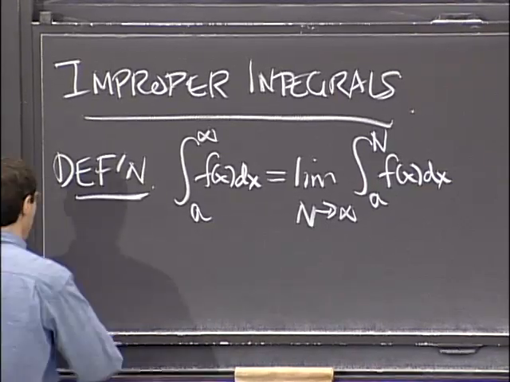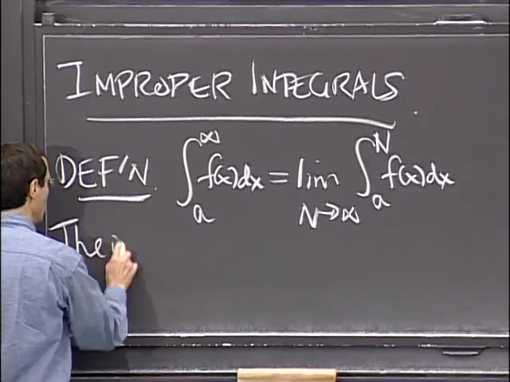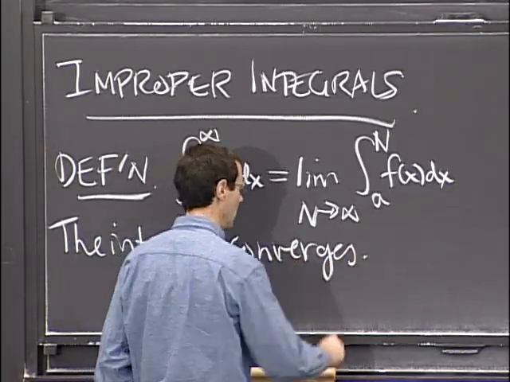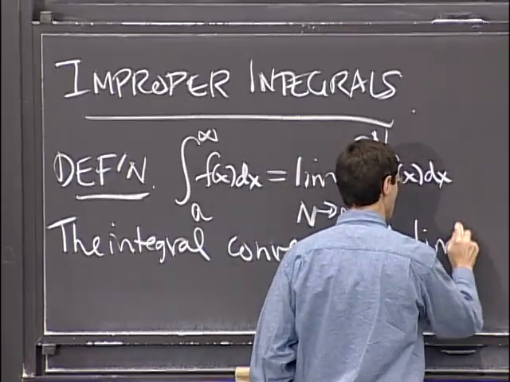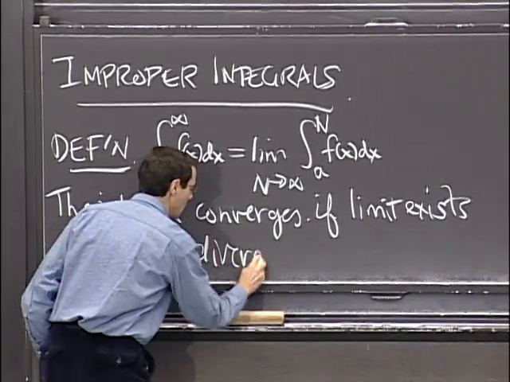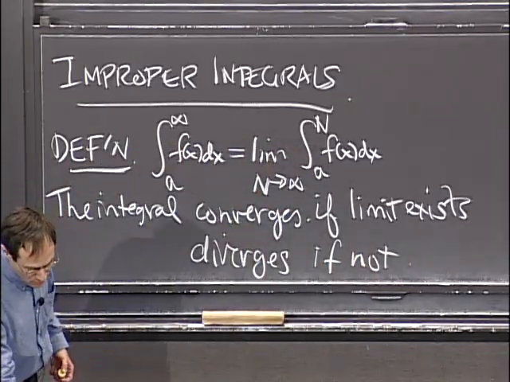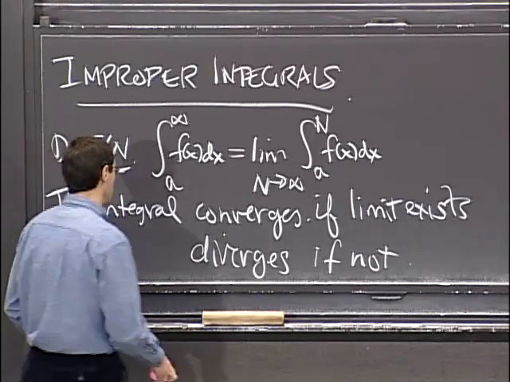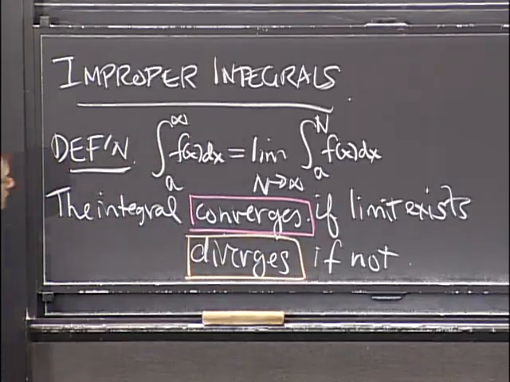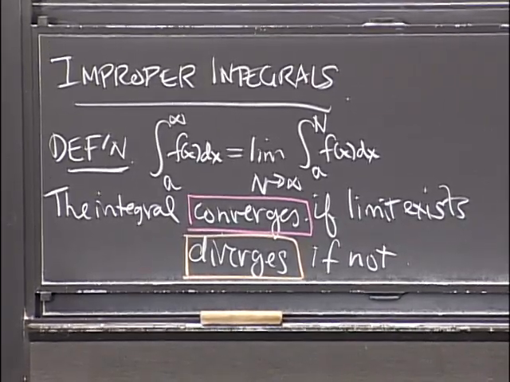And that's the definition. And there's a word that we use here, which is that we say the integral converges if the limit exists and diverges if not. Well, these are the key words for today. So here's the issue that we're going to be addressing, which is whether the limit exists or not. In other words, whether the integral converges or diverges.